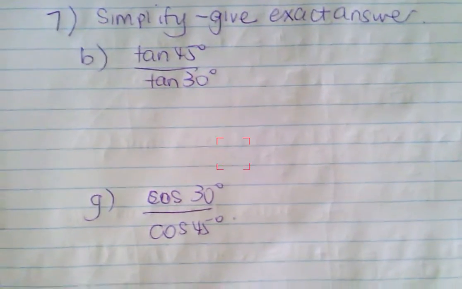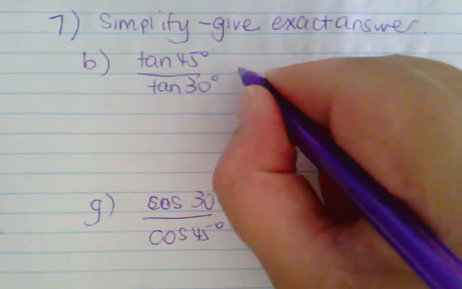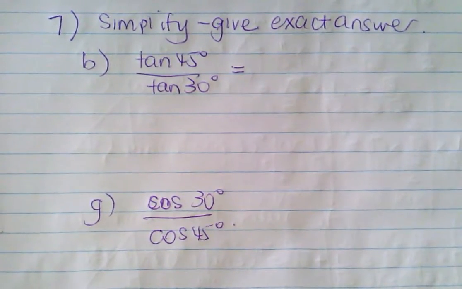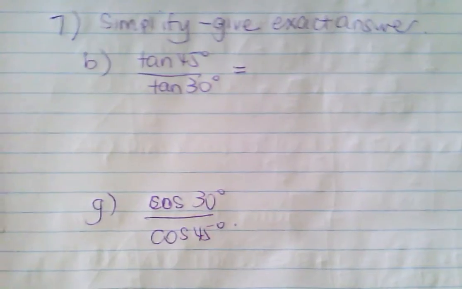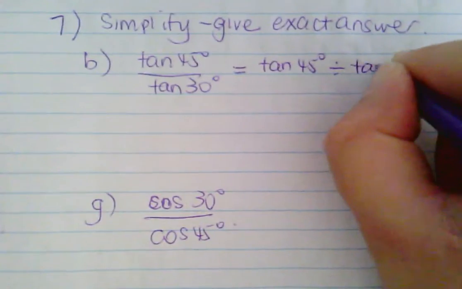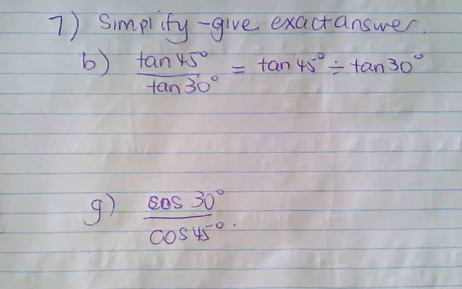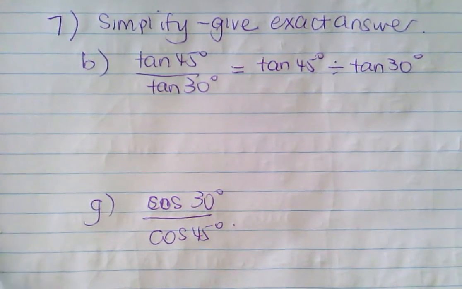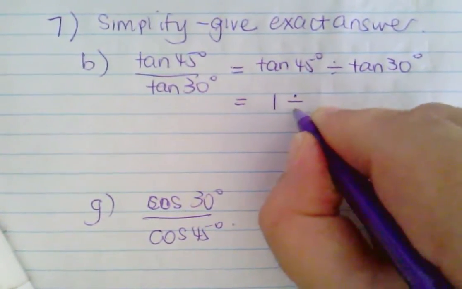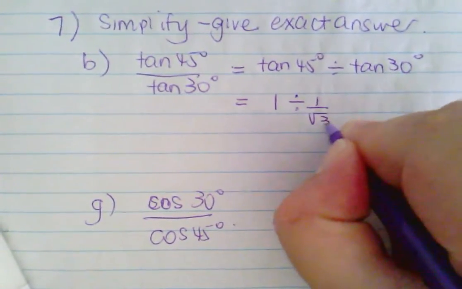Question 7. Simplify the following. Give exact answers. Tan 45 divided by tan 30. I'm actually not going to write them over each other because sometimes you get fractions for some of these. So I'm just going to say that's really tan 45 divided by tan 30. You okay with that? The reason I'm doing that is tan 30 is a fraction. So we've got tan 45, what's that? Divided by tan 30, which is the one with the 3's, 1 over root 3.